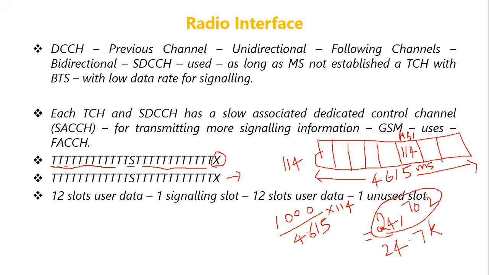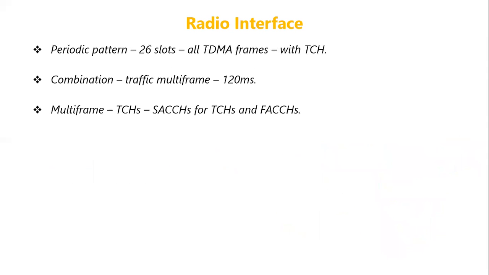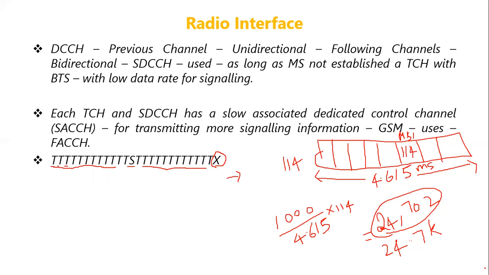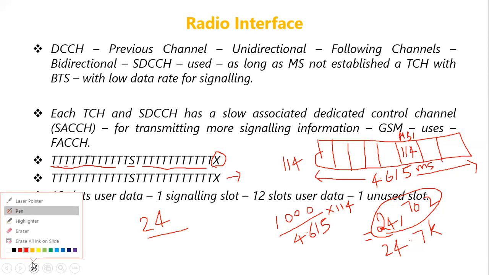So it will repeat, and the data transfer rate will be 24.7 kilobits per second. But this 24.7 kilobits per second is for 26 slots, and we are using only 24 slots. So for 24 slots, what will be the data rate? For that, you should do, sorry, not 24 by 26.